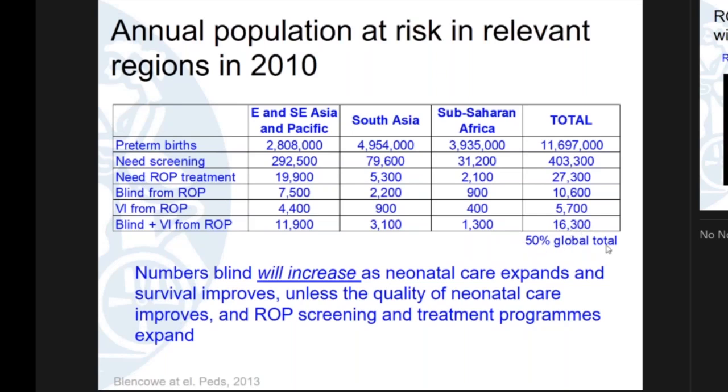And this line here, the second row, is the important row because this is the babies who need to be screened each year, which in these 3 regions is over 400,000. And of this number, 10,000 or so, 27,000 will need to be treated. So the numbers are large and are likely to increase.